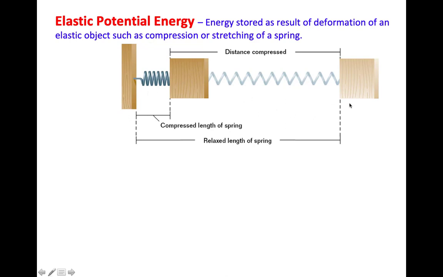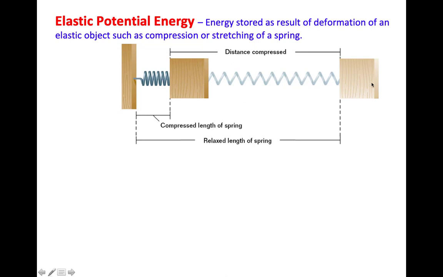We have got a spring that is attached to a wooden block. When the spring is relaxed, no force is being applied on it that compresses or stretches it, then the block is here. We apply a force that pushes the block to the left. So finally the spring is compressed like that. So the distance that is compressed is shown here.